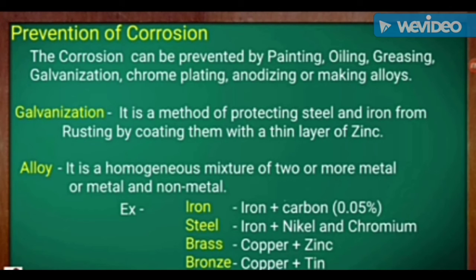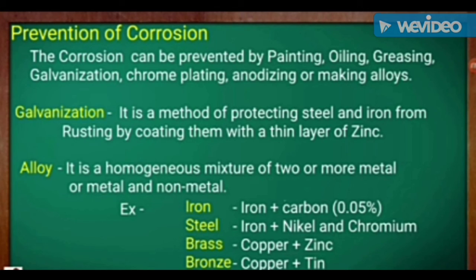The corrosion can be prevented by painting, oiling, greasing, galvanization, plating, anodizing, or making alloy. Let's look at galvanization. It is a method of protecting steel and iron from rusting by coating them with a thin layer of zinc.